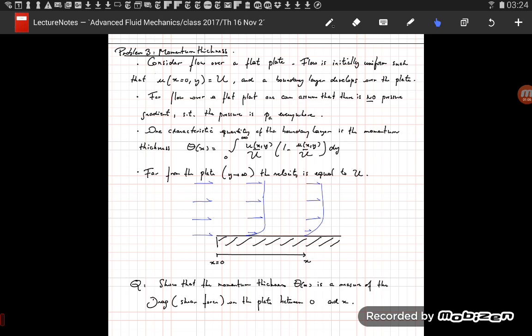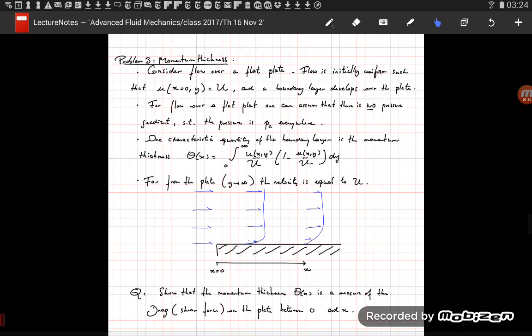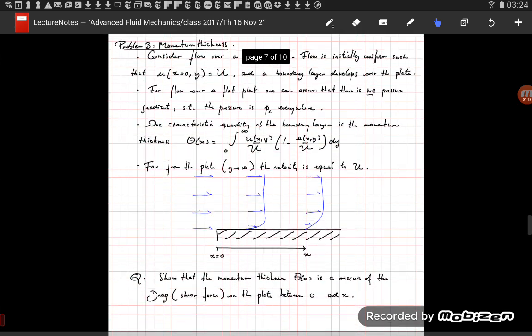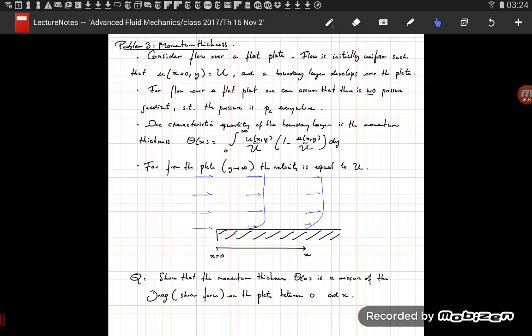Now we'll assume that the flow is not driven by a pressure gradient. That means that at least far away from the boundary the pressure is constant, and we'll call the pressure PA, so atmospheric pressure. We will discuss this later, but within a boundary layer there is no pressure gradient in the y direction, and therefore you can assume that the pressure is constant everywhere. So we have no pressure differences anywhere, and the pressure we'll call PA.